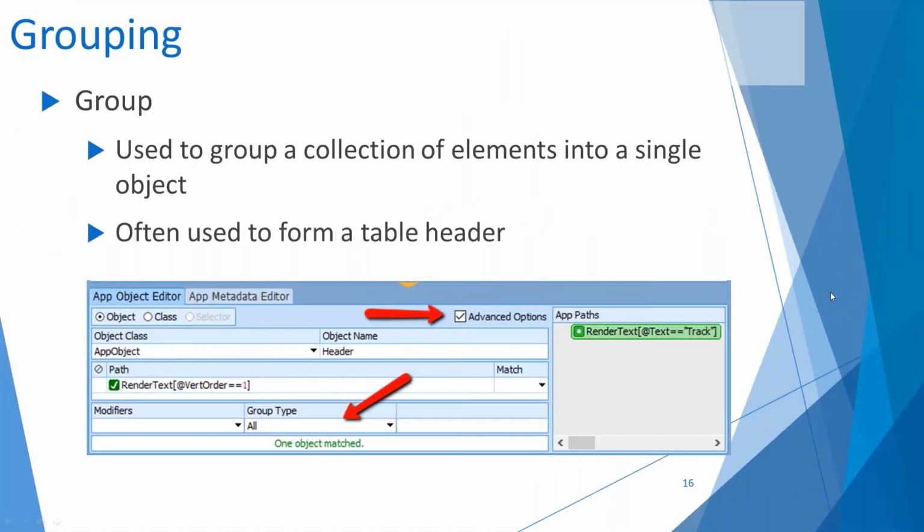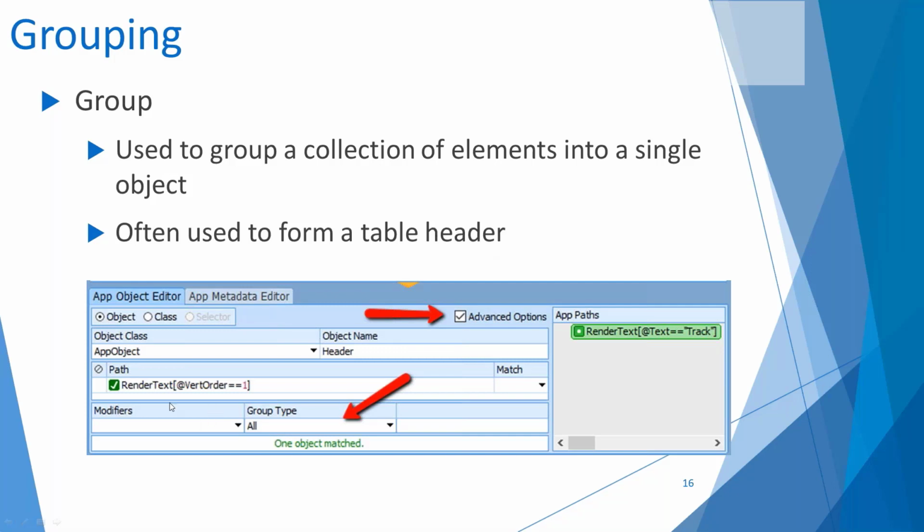Now I want to talk about grouping. Groups are used to collect objects. Group is used to collect objects into a single object. Now this is distinct from GroupBy, which we're going to talk about in a few minutes. I'm talking about just group right now. It's often used, I think the way you see it used the most is when you want to form a table header. And I'm going to show you an example in a minute.